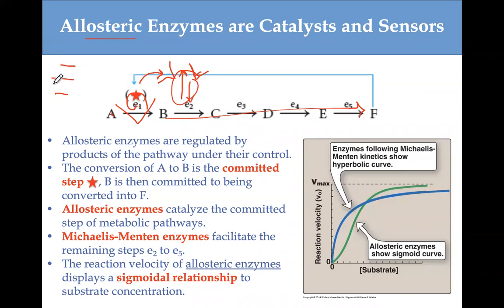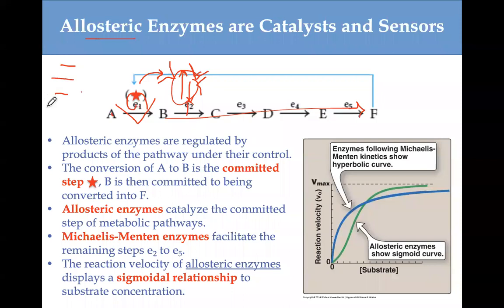The second characteristic is that they have multiple active sites. Other enzymes only have one active site. However, the allosteric enzyme can have 2, 3, or even 4 or multiple subunits of active site. So more than one substrate can bind at the same time.